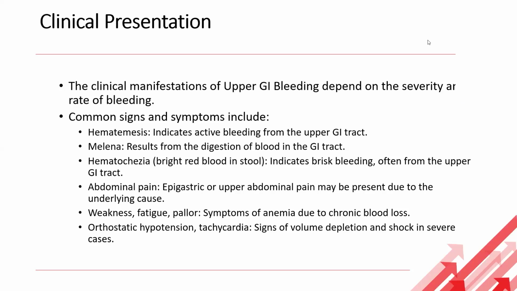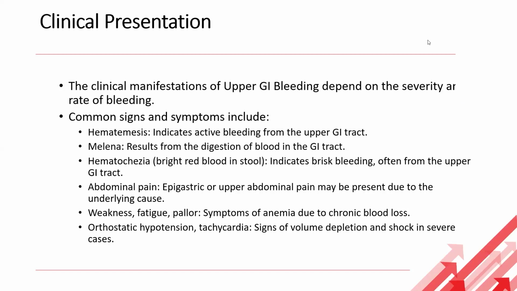And this actually indicates that, one, you've had a very brisk bleed, and it's quite a big amount of blood for you to get fresh blood coming out through your rectum, basically per rectal bleeding. The other things that your patient might present with are things like abdominal pain. They'll complain of epigastric pain, upper abdominal pain, which may be due to the underlying cause, things like peptic ulcers. Peptic ulcers, we know, tend to give you epigastric pain, so that could be one of the things.